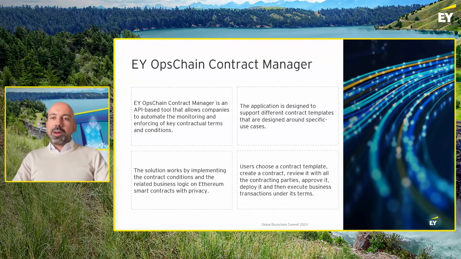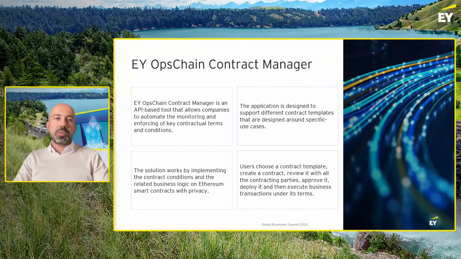So the product we're talking about, we already know it's called OpsChain Contract Manager, or OCM for short. And what this product wants to do is to allow the businesses to make digital smart versions of their traditional contracts, the contracts that you sign by pen, just to understand, by coding the business rules into the smart contracts and configuring the key contract terms and conditions into the contract itself. And then, thanks to that contract, businesses are going to be able to enforce the contract terms in their business transactions automatically across all contracting parties involved.